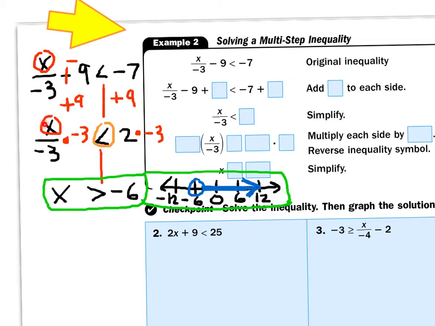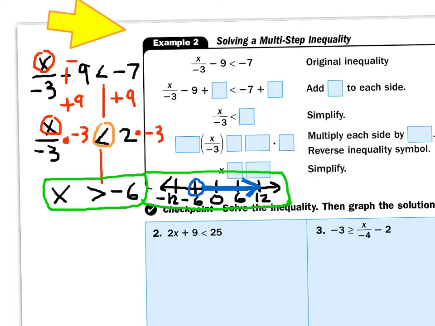So I circle my variable, I bring the wall down. Look at what's touching my circle, dividing by negative 3. So I have to multiply both sides of the wall by negative 3. Remember, when we multiply or divide by a negative, the inequality is going to reverse itself. So circle it so you remember.